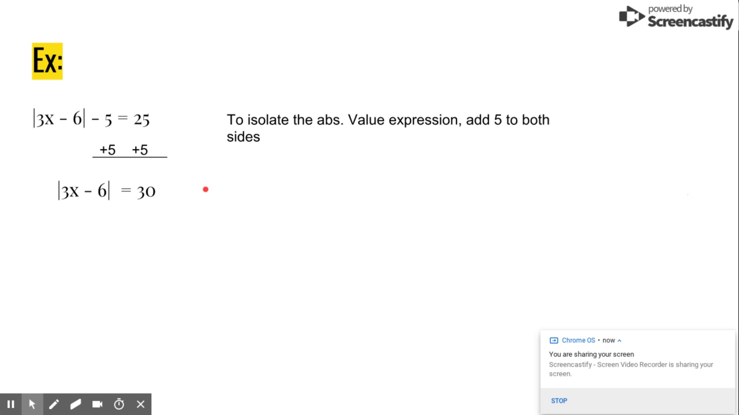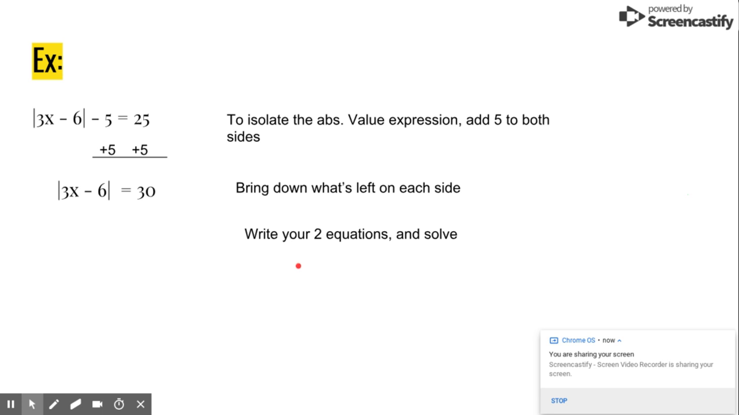After we add 5 to both sides, we just bring down what's left on each side. In this case, this is gone. So we have the absolute value of 3x minus 6, and 25 plus 5 is 30. So now we have this absolute value symbol isolated, and now we can solve it using the next step, which is, since this is positive, we can now write two equations where what's inside here is either going to be equal to 30, or it's possible that this could equal negative 30 and it would still be correct. So we have to find out what those two values are by writing two equations that state that.